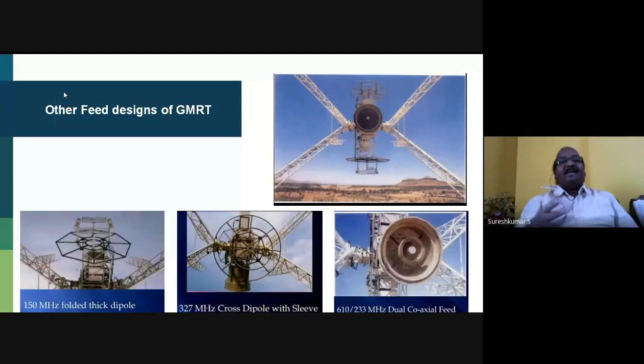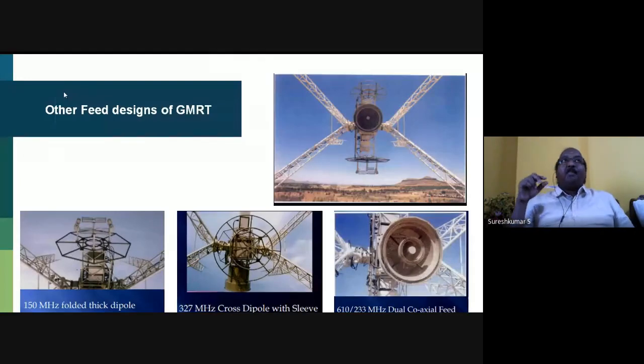There are other designs we have also explored, which are the legacy systems of GMRT. We have used a thick folded dipole, the one at 150 megahertz which I mentioned, in quad configuration, where two dipoles are combined for horizontal polarization and two dipoles for vertical polarization, and a sub reflector is provided. And then you have the cross dipole, and then we have a coaxial feed.